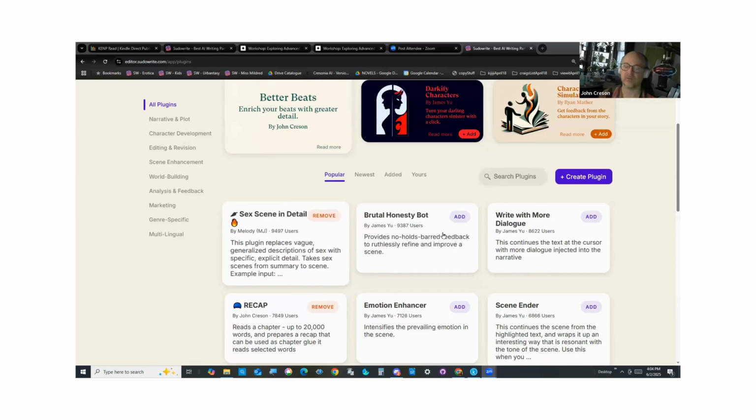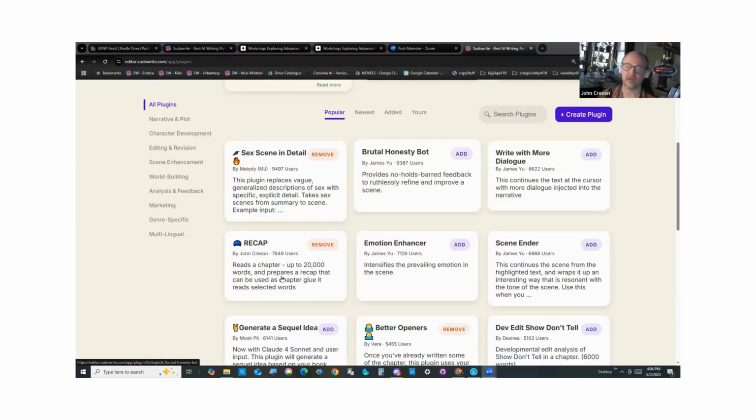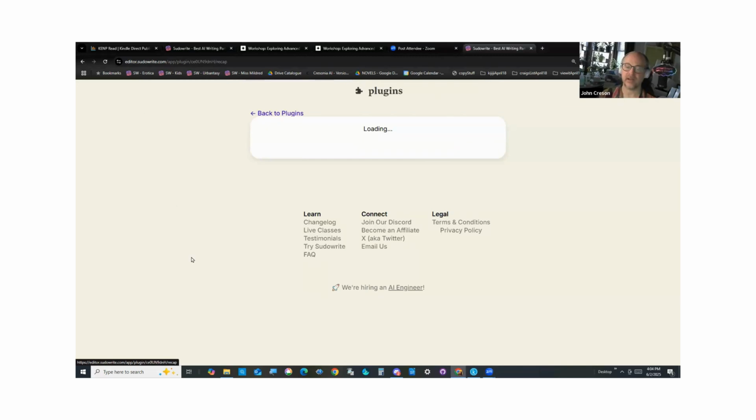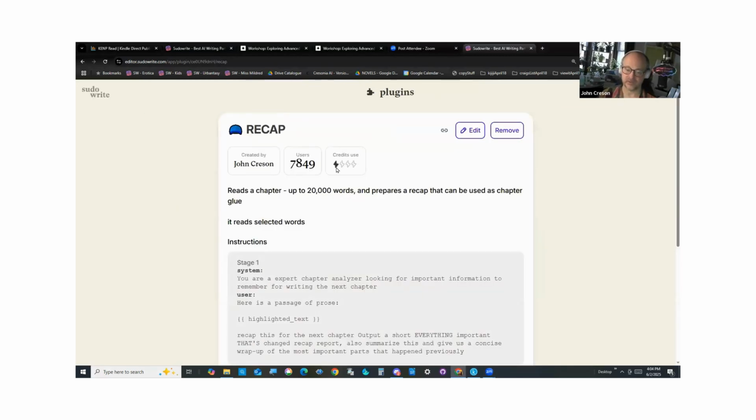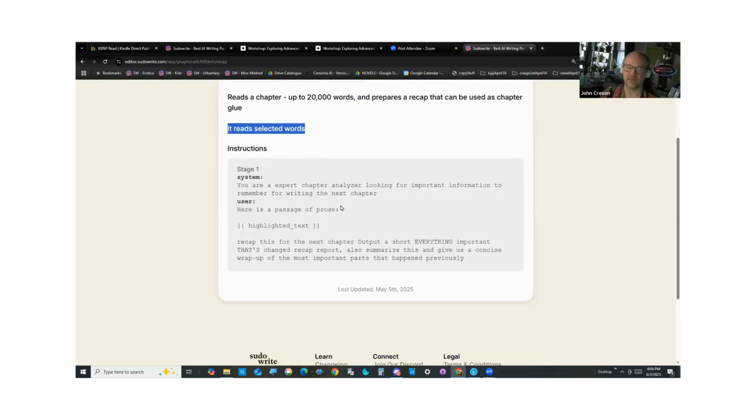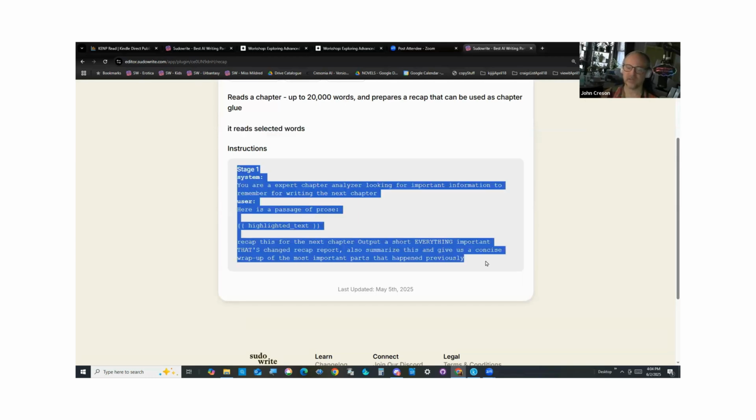So if you want to grab a plugin, you can add it here. If you want to know more about the plugin, you can just click on the plugin page here and it will tell you more about the plugin. So if I click on my recap, I've got all those users. It's low usage, credit usage. It says reads a chapter up to 20,000 words, prepares a recap that can be used as chapter glue. It reads selected words. So it's just whatever's highlighted. And it says you're the highlighter. This is the actual instructions that are inside the plugin. You'll be able to see those as well.